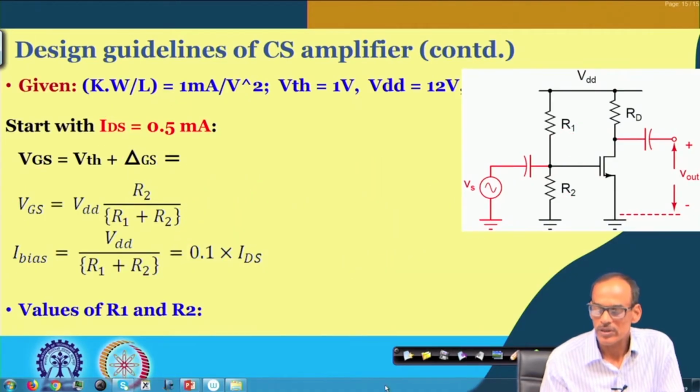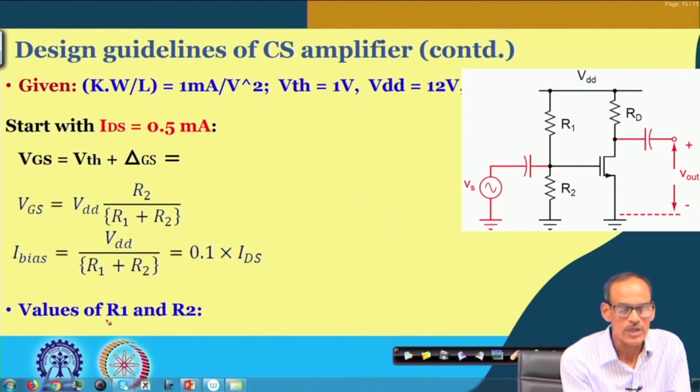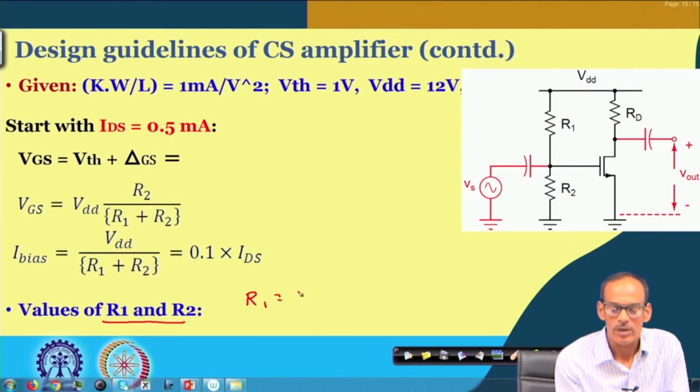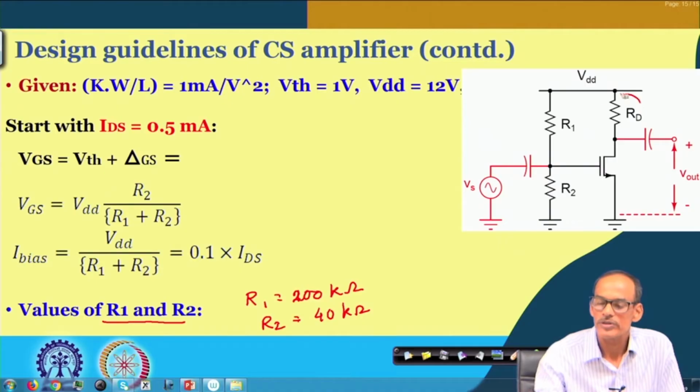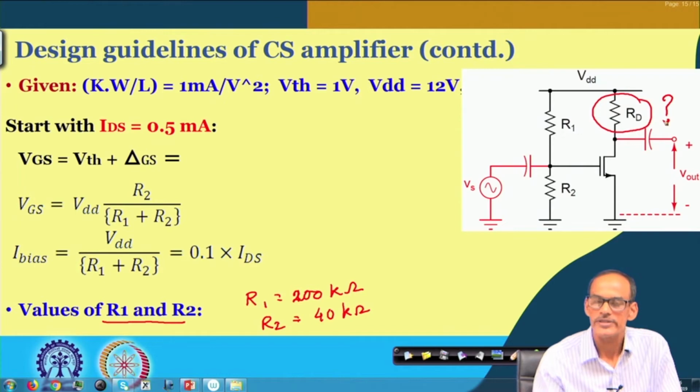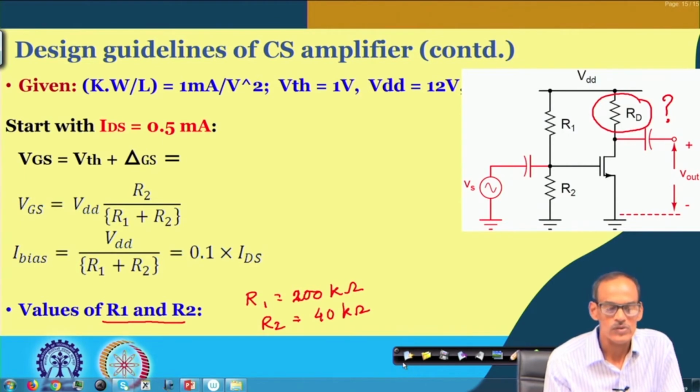So, what do you obtain here? It is the value of R1 and R2, namely R1 equals 200 K and R2 equals 40 K. Now, we need to find the corresponding meaningful value of RD. So, in the next slide, we will be discussing how to find this RD. So, of course, this is our target.